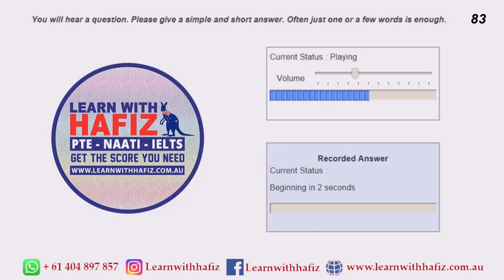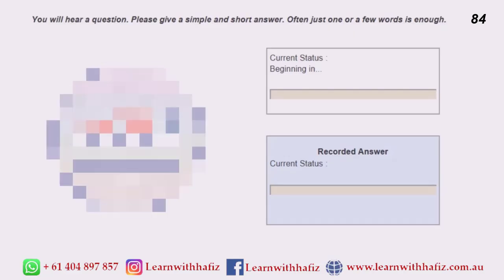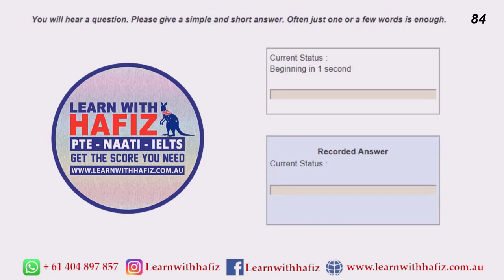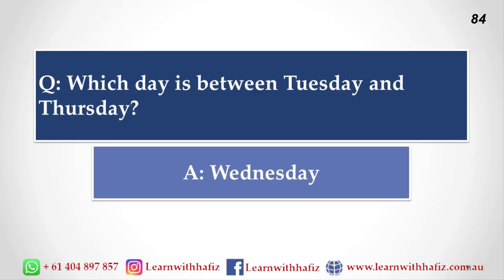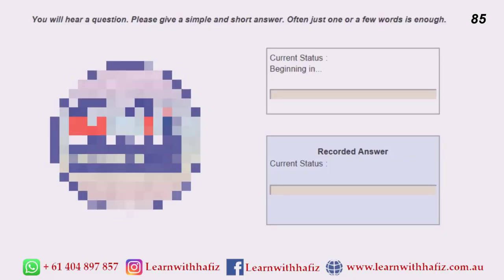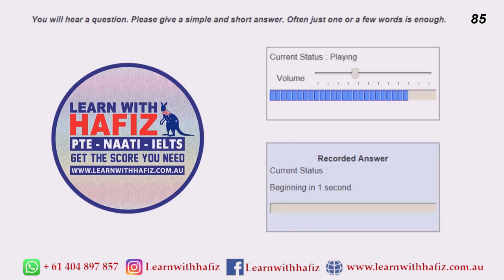What do we call a festival which is held every 4 years, gathering people together as a sporting event? Correct answer is. Which day is between Tuesday and Thursday? Correct answer is. Which part of body do optometrists examine?